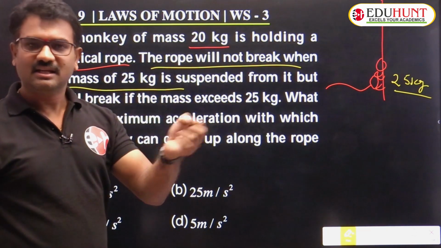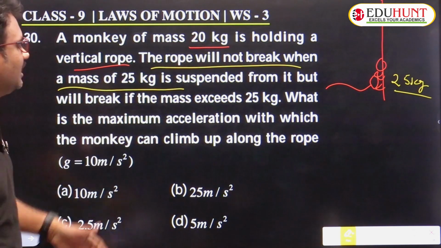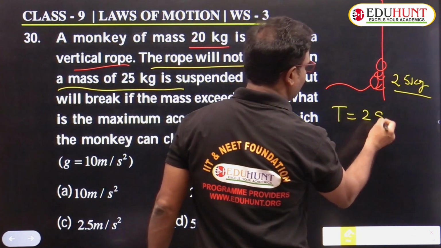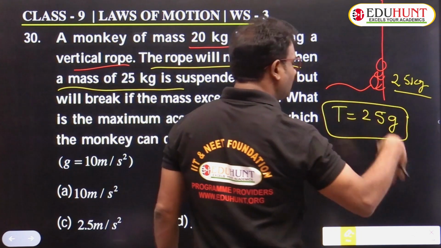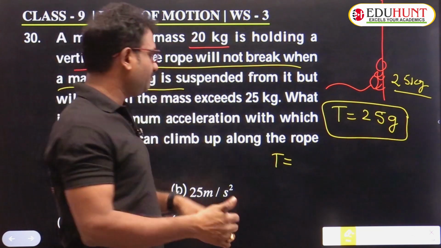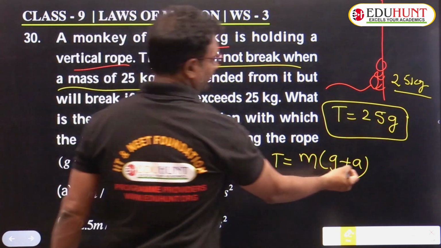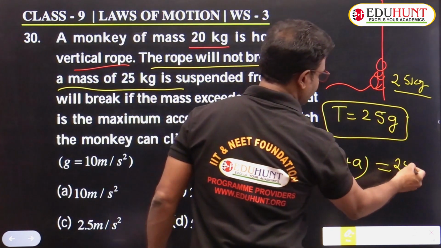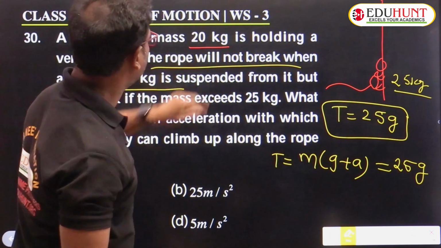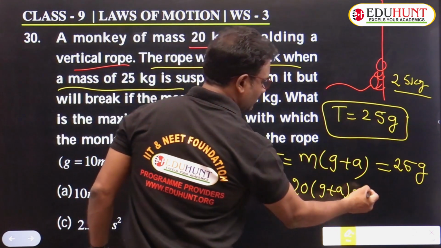What is the maximum acceleration with which the monkey can climb up along the rope, he asked. So it can bear up to a maximum tension of 25 g. If the tension is more than 25 g it will break. So what is the formula for tension when the monkey is climbing up? That is m into g plus a, which should not be greater than 25 g. So the limiting case is 25 g. The mass of the monkey is 20 kg, he said. So 20 into g plus a equal to 25 g.